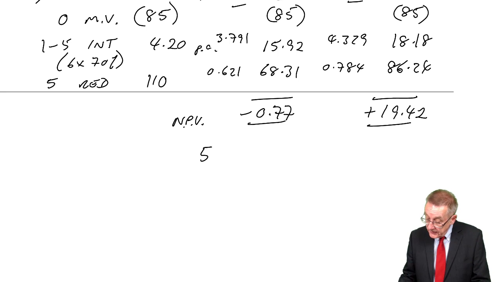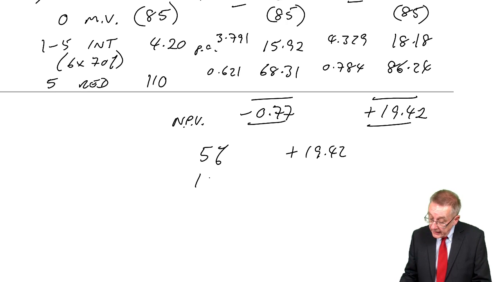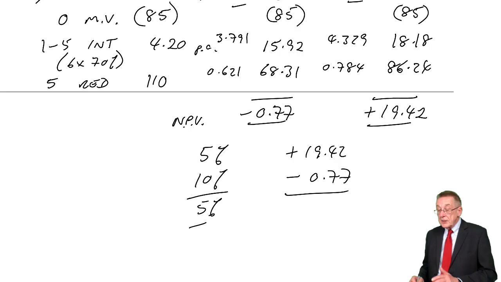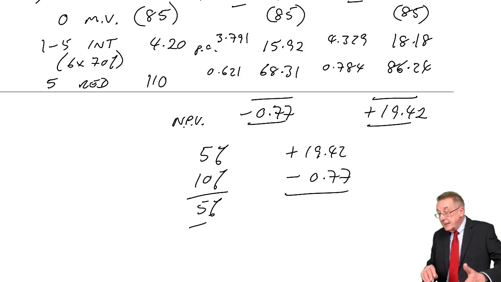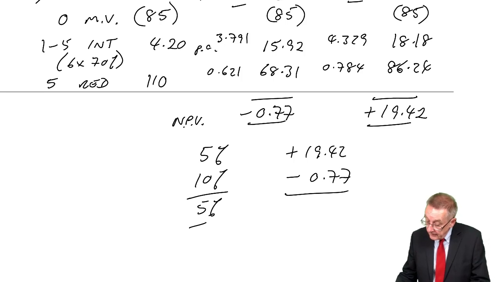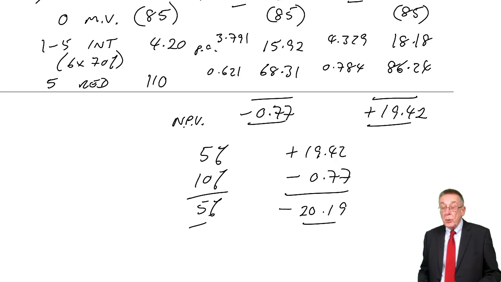5% plus 19.42, 10% minus 0.77. Over a change of 5%, NPV falls by 19.42 plus 0.77, a total fall of, I think that's right, 20.19.